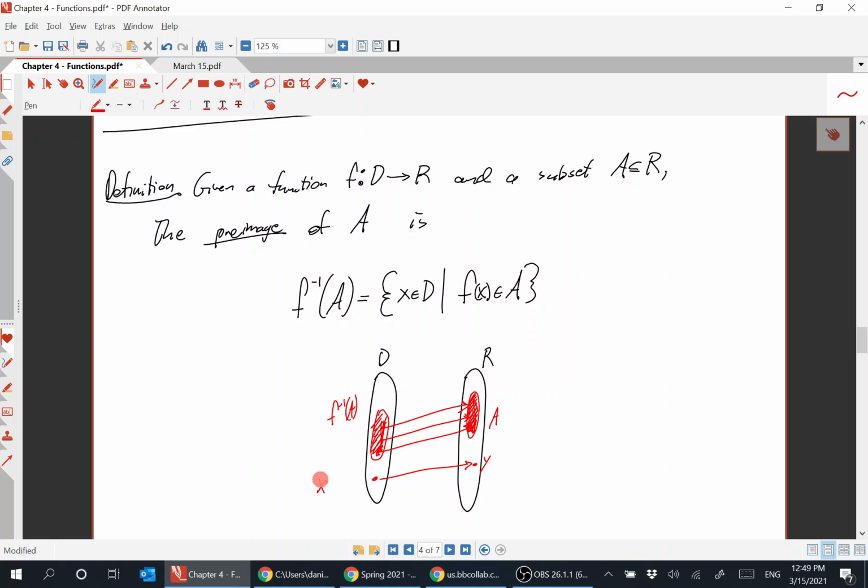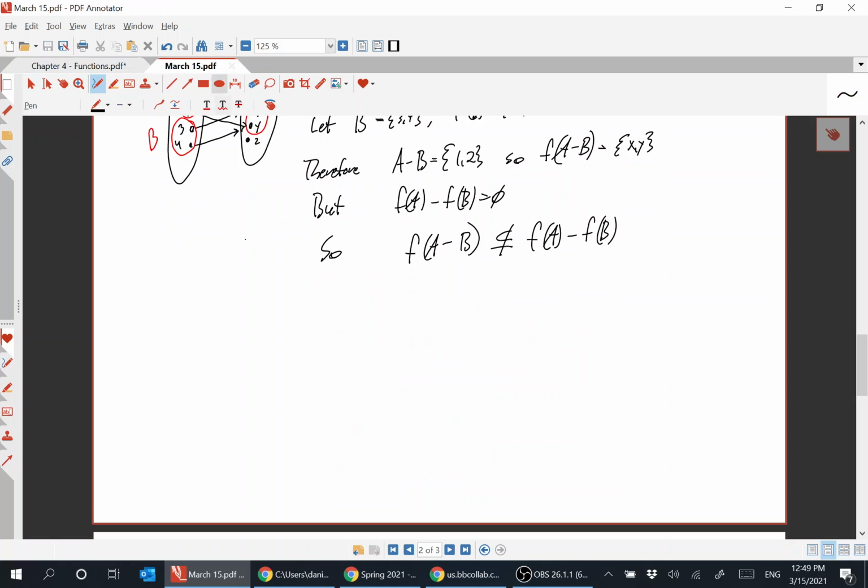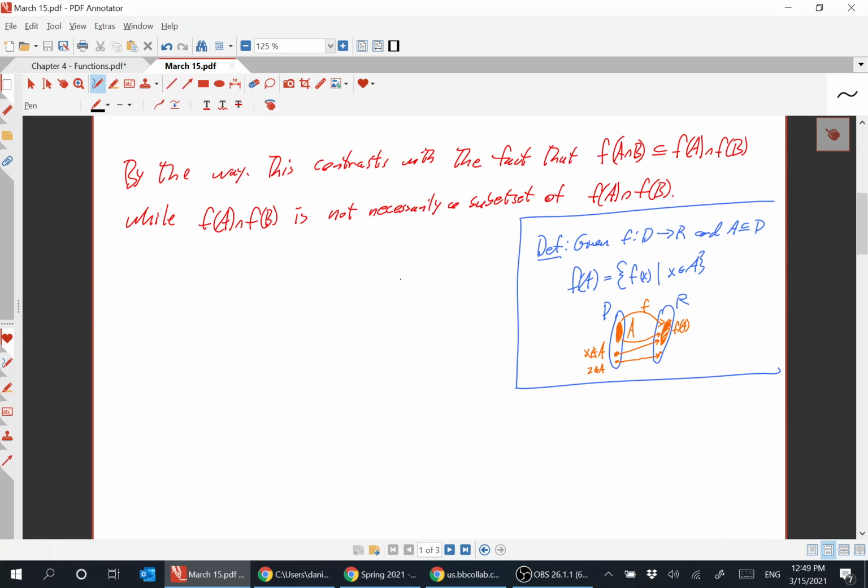Okay, so x is not in the pre-image of A. If x is not in the pre-image of A, then it doesn't go to A. So the pre-image takes into account everything that goes into A. That's in contrast to the notion of image.